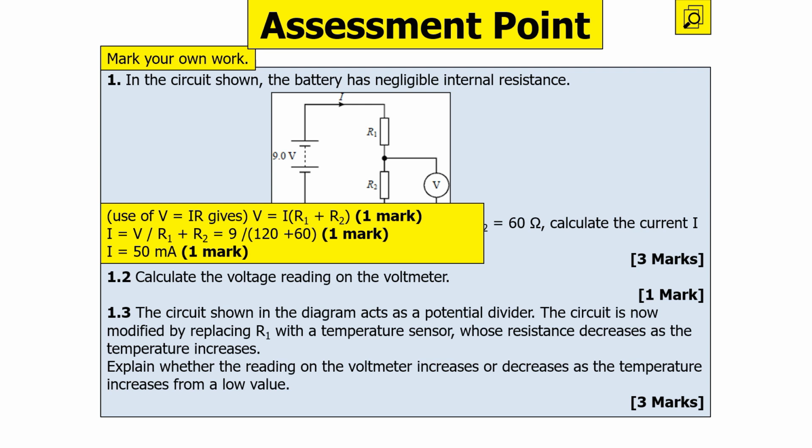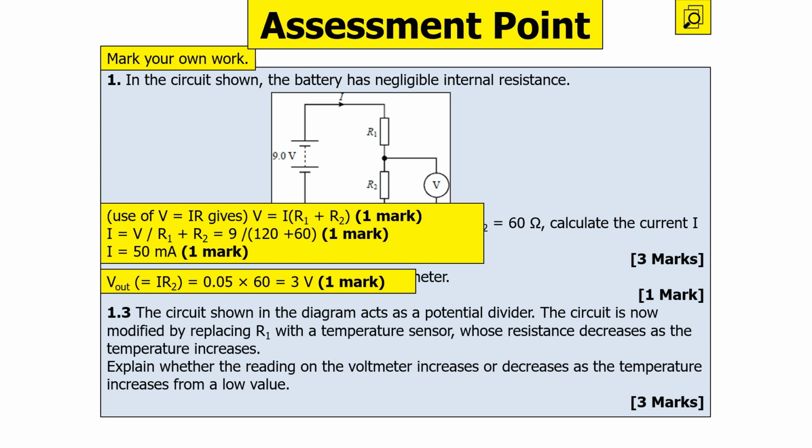Now this next one, the reading on the voltmeter, well, V equals IR. We know the current because it's the same through both of them because it's a series circuit. So we know it's 50 milliamps or 0.05 amps. We know that R for this particular case is 60. So therefore V equals IR, so therefore it's 3 volts.